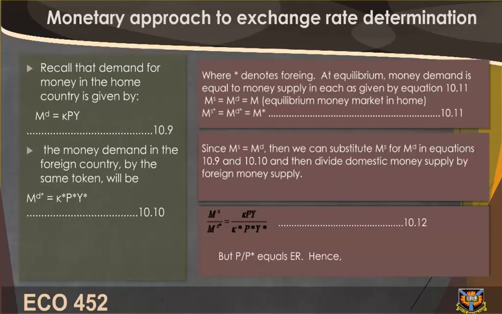Monetary approach to exchange rate determination. Recall that demand for money in the home country is given by the money demand in the foreign country. By the same token will be where asterisk denotes foreign. At equilibrium, money demand is equal to money supply in each as given by equation 10.11. M^S is equal to M^D is equal to M.